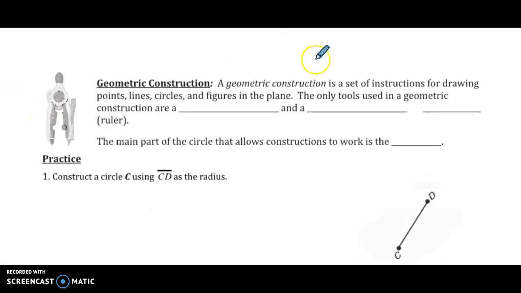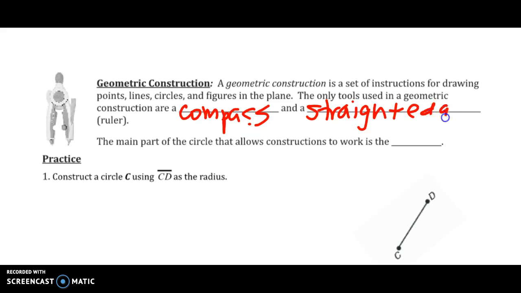Right? So a geometric construction is a set of instructions for drawing points, lines, circles, and figures in the plane. The only tools used in a geometric construction are a compass and a straight edge, which is also known as a ruler. Back in Euclid's day, who was Greek, they did not have markings on their ruler, so it was just a straight edge, something that made straight lines. Okay, so the main part of the circle that allows the constructions to work is the radius, or the radii.